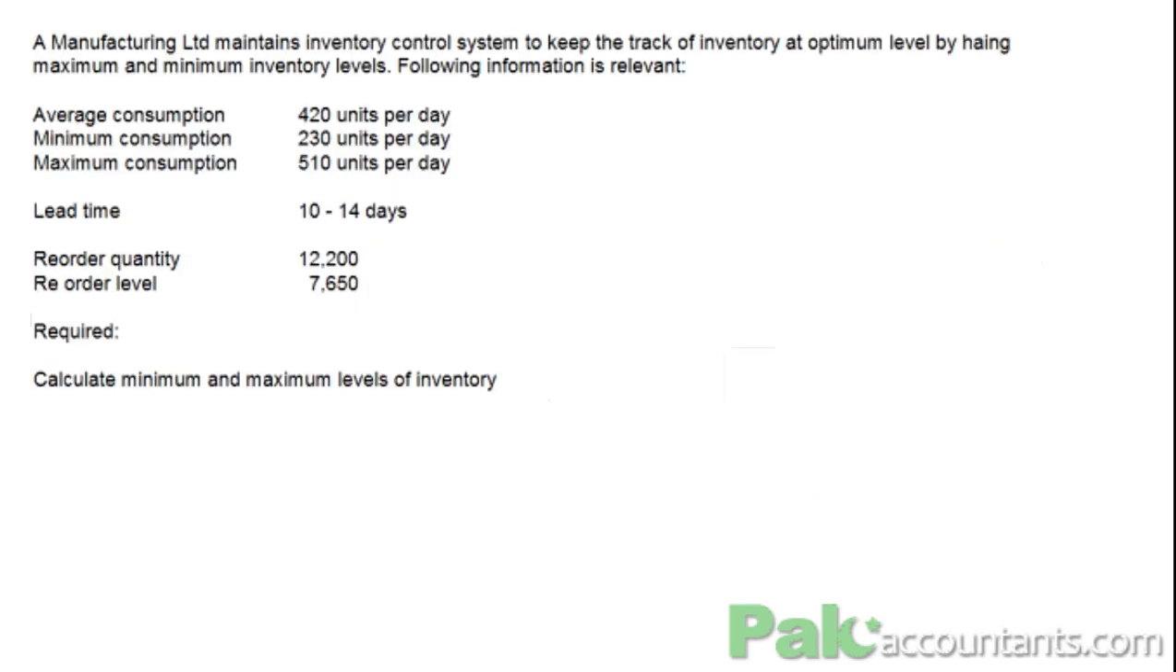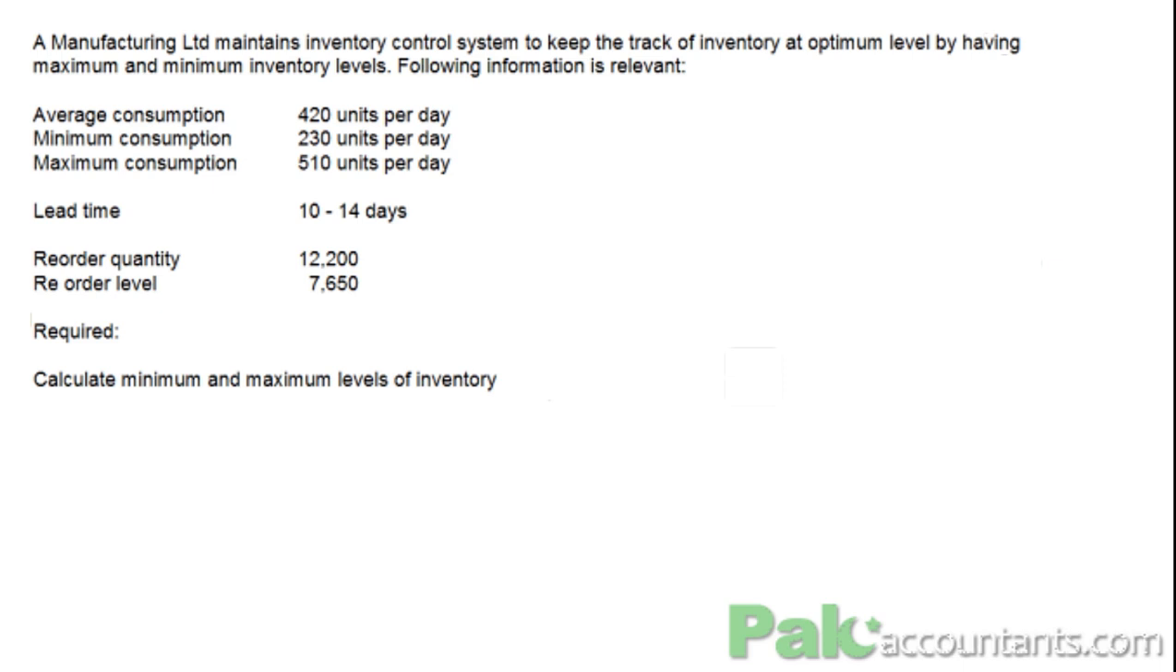Here we have one question, and it goes like this. A manufacturing limited maintains an inventory control system to keep track of inventory at optimum level by having maximum and minimum inventory levels. Following information is relevant. Average consumption is this much units per day, minimum, and then the maximum. Lead time, 10 to 14 days.